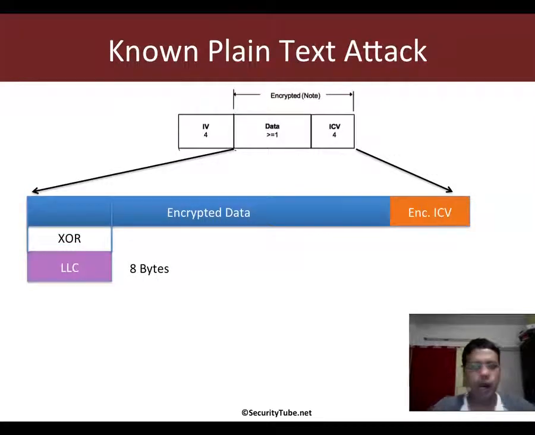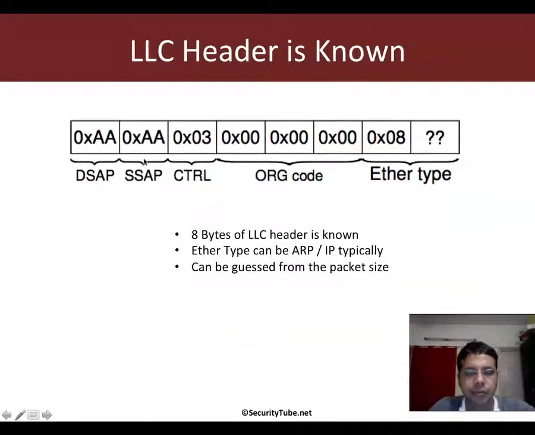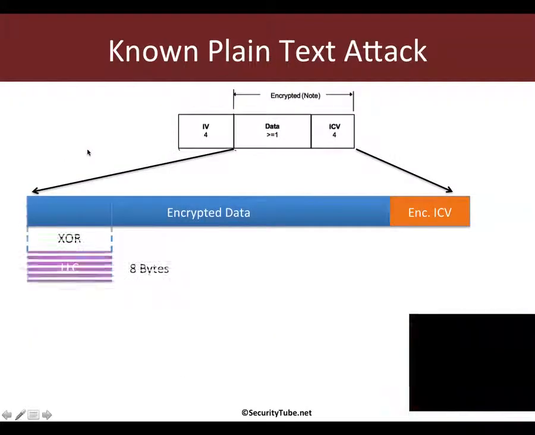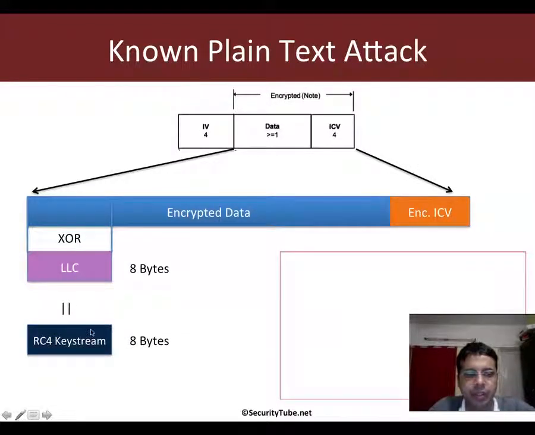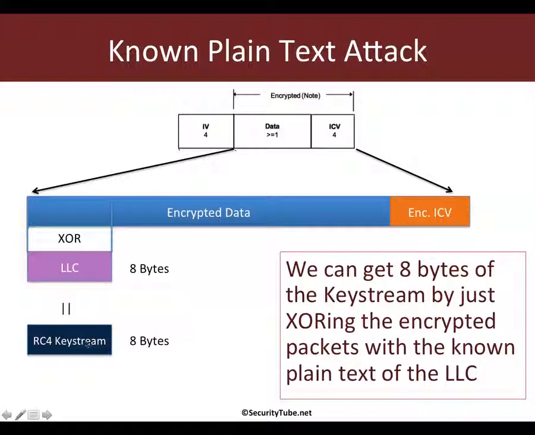So now all we have to do to get the key stream is take the plaintext LLC header, which we know basically from this diagram if you remember, each and every byte, and we just XOR it with the encrypted data in the packet. When that happens, the output is actually the RC4 key stream. The first 8 bytes, please remember. So by this technique, we can predictably and reliably get the first 8 bytes of the RC4 key stream of any packet which is over the air. This is very powerful.